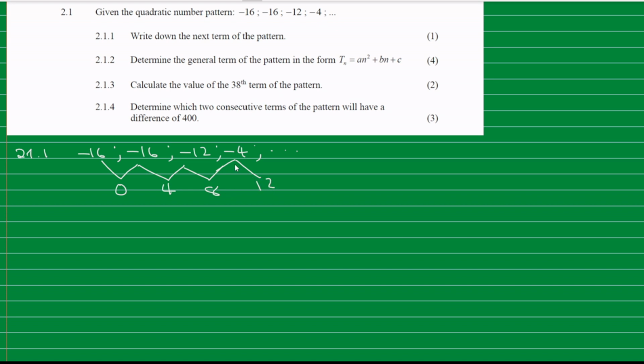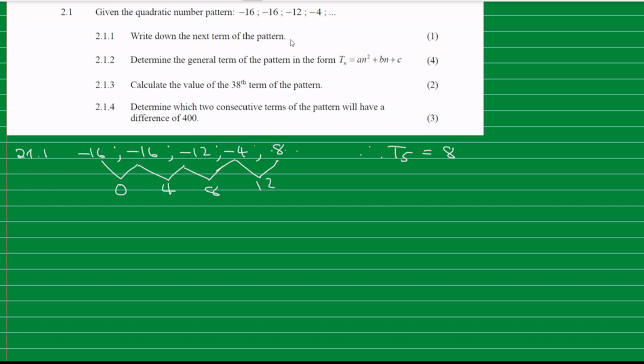So if we follow the sequence, -16 plus 0, we get that one. -16 plus 4, we get -12. -12 plus 8, we get the next term. To get the next term, what they are asking here, that will be -4 plus 12. That will give us 8. So in other words, our T5, the fifth term, T5 is 8.